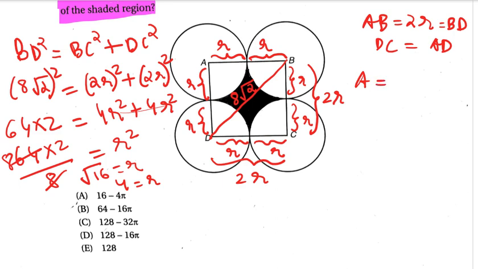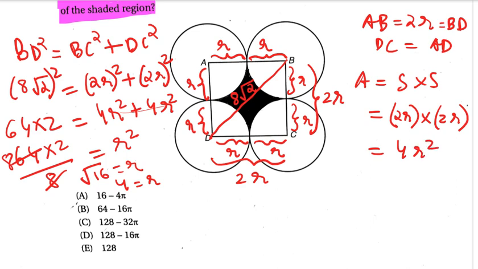So what is the area of the square? That is the side into the side. And what is the side? The side is 2R into 2R. So that is 2 2s are 4R square. And what is R? R is again 4. So 4 into 4 square. 4 4 is 16. 16 4 is 64. So the first one, area of the square is 64. So write A of S.